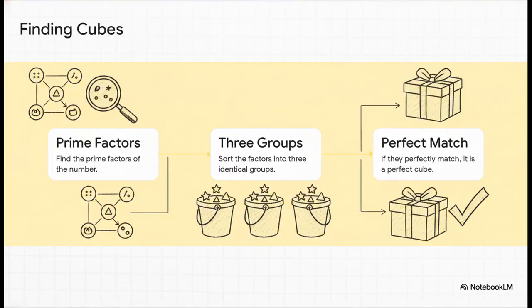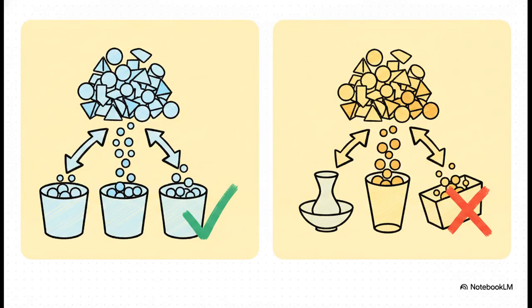To identify a perfect cube, we're going to use the exact same detective method of prime factorization. But this time around, instead of 2 buckets, we're carefully sorting our prime factors into 3 identical buckets. If every single prime factor finds a home and all 3 buckets look exactly the same, you have struck a perfect cube. Let's test this one out too.